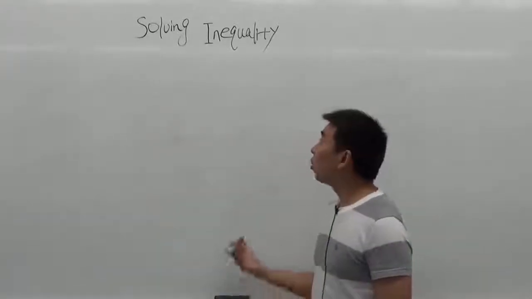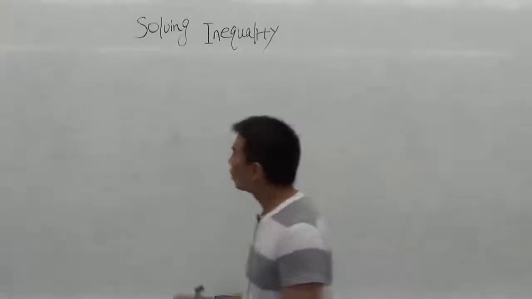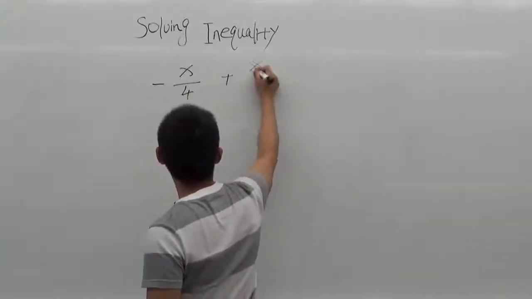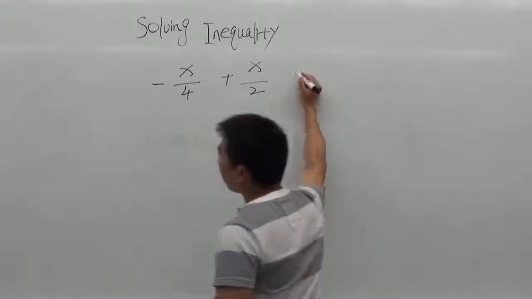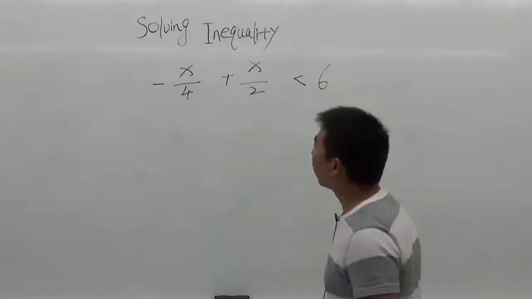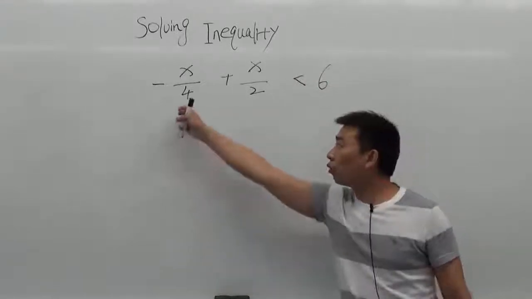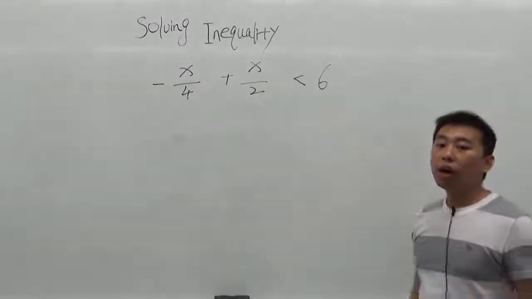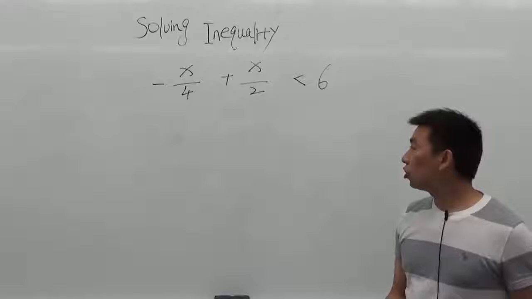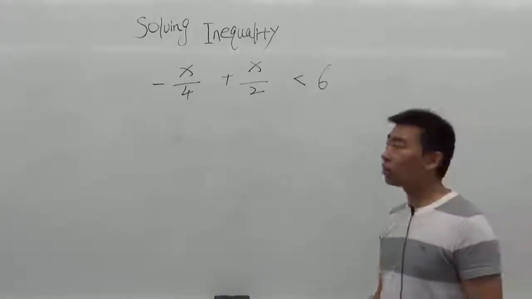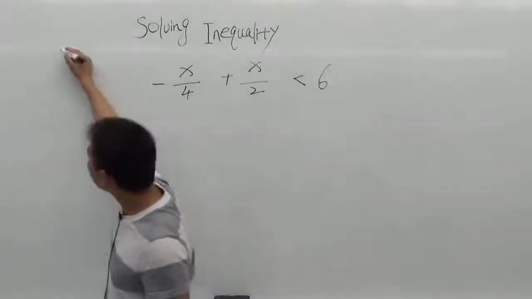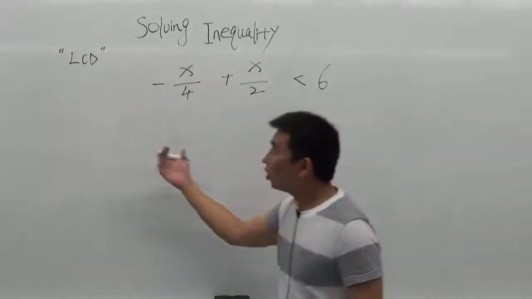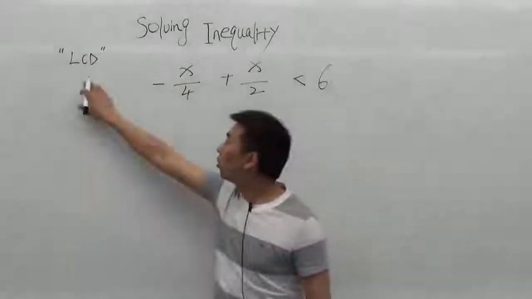The next one, the inequality could have a fraction, like this one: negative x over 4 plus x over 2 less than 6. When the inequality has a fraction, same, you need to find the LCD. That's the key to solving anything with a fraction. LCD stands for the least common denominator.